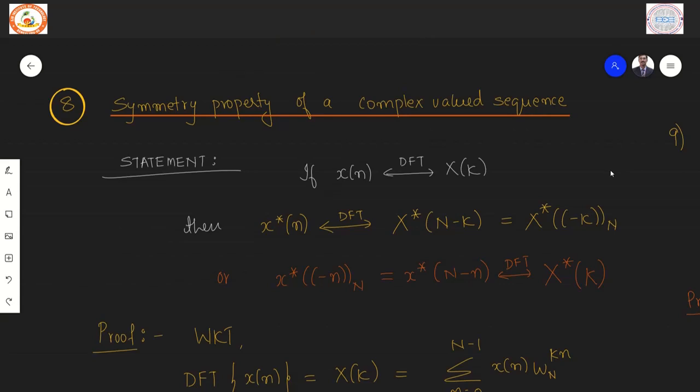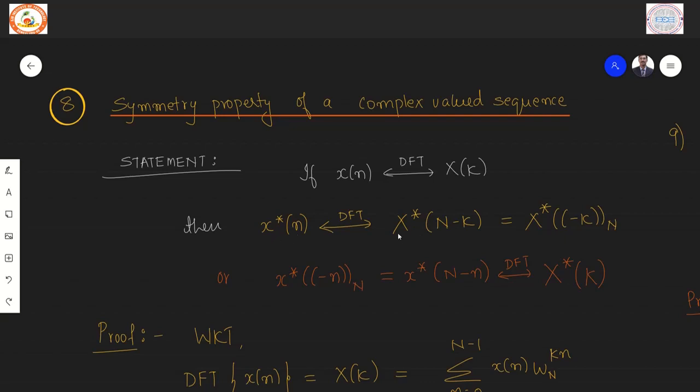Property number 8 of DFT is called the symmetry property of a complex valued sequence. Here, if x of n has DFT x of k, then we want to find what is the DFT of x conjugate of n. So the star here represents complex conjugate. Here we believe that the input x of n is complex, so there exists its conjugate, which is x conjugate of n.